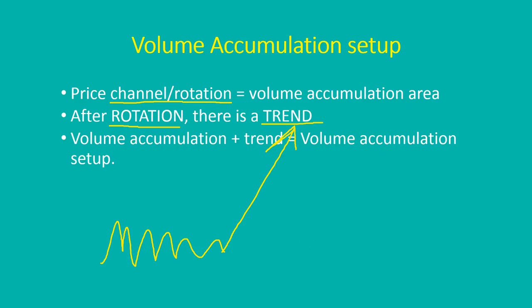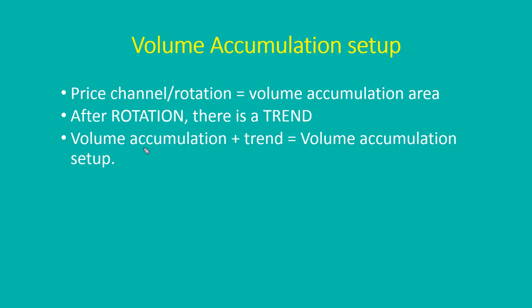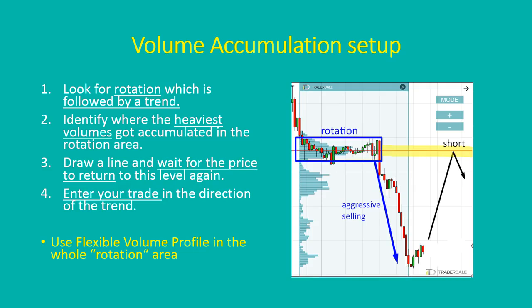making money. And basically the volume accumulation setup consists of volume accumulation area, in other words, the rotation area, followed by a trend. So whenever you see volume accumulation in a rotation, followed by a trend, then you can start looking for the volume accumulation setup. So here are the rules for the entry setup. I won't be talking about position management yet, but I'll be talking about it later, alright? So this part will be only about entering the trade.